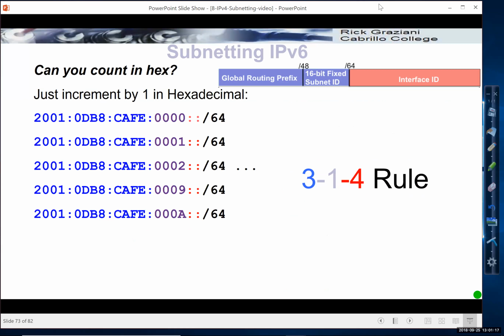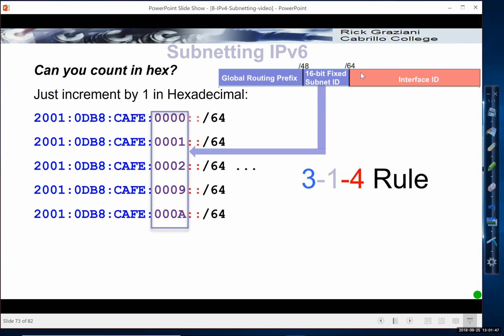Okay, subnetting in IPv6. Can you count in hex? Then you can subnet. Because in IPv6, it's really that easy. We have a 16-bit subnet ID in IPv6. Where does that come from? We're allocated what's known as a global routing prefix. In this case, it's a /48, which is common, but not always the case.